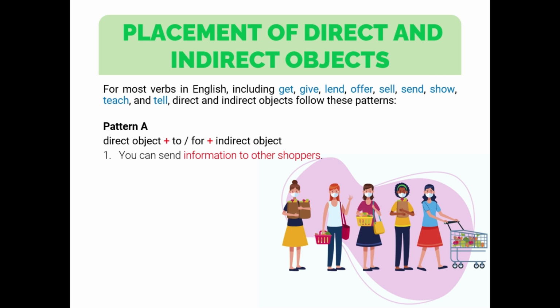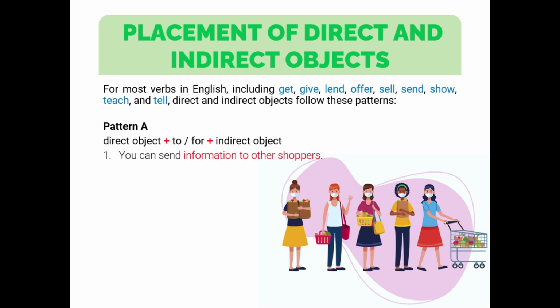Here we can ask, what can we do? And what are you sending? And to whom are you sending it? By answering these questions, we can tell which one is which. What is my verb, my direct object, and my indirect object? Can you give it a try? I will see your answers in the comment section.